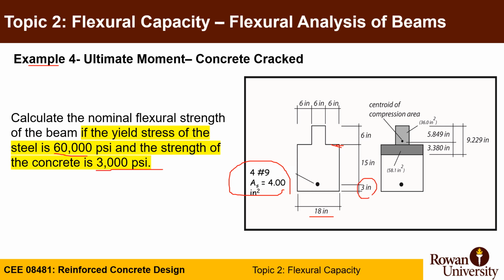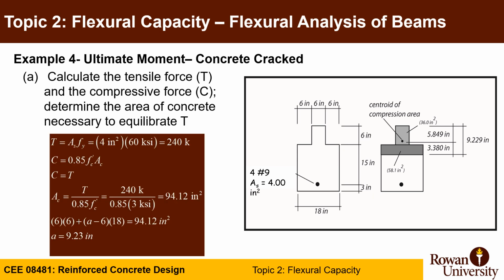So if you understand the same concept that you have tension and compression, you will see that the tension is easy to calculate as AS F yield. It is 4 inch square times 60 KSI, gives you 240 kips. Okay, and the C, which should be equivalent now to T, is 0.85 F prime C AC, and usually in your rectangular section it's going to be A times B, but since we are not a rectangular section now, we have a variation of the width. Let's call it AC. Force is equal, T equals C.